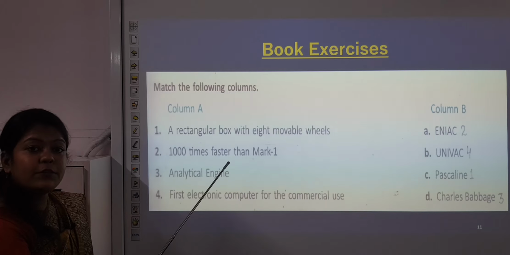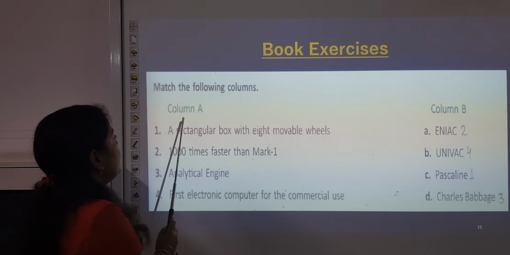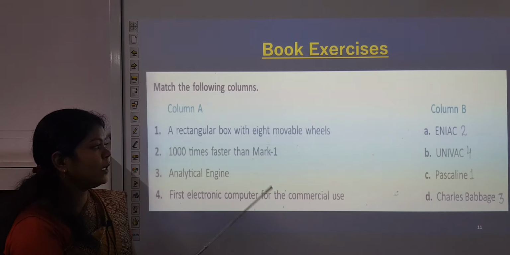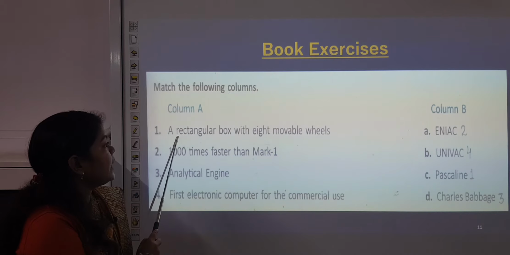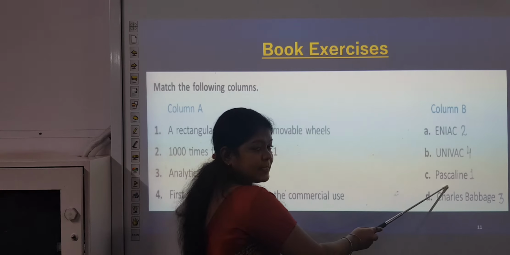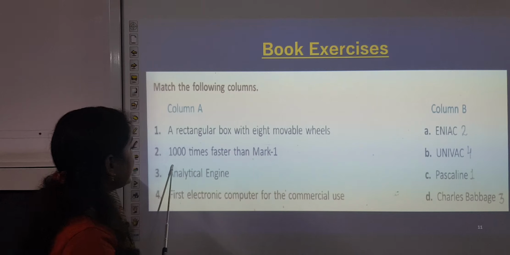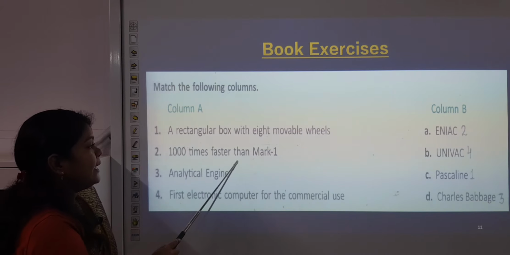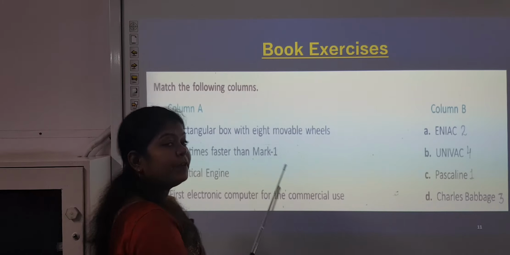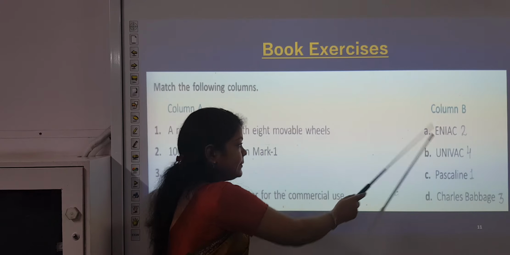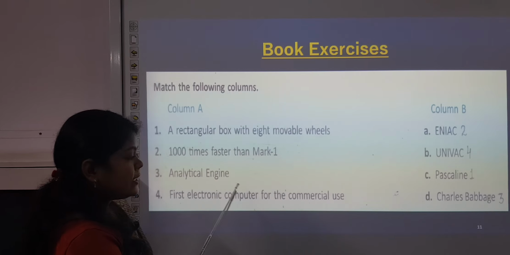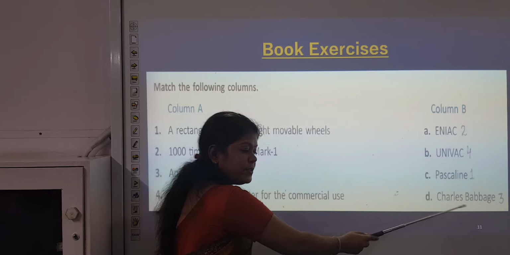Next we have match the following columns. We have column A and column B and you have to choose the correct option. First, a rectangular box with 8 movable wheels is known as Pascaline. Next, 1000 times faster than Mark 1. Which calculating device is 1000 times faster than Mark 1? We have discussed already. It is ENIAC. Next, analytical engine. The analytical engine was developed by Charles Babbage.